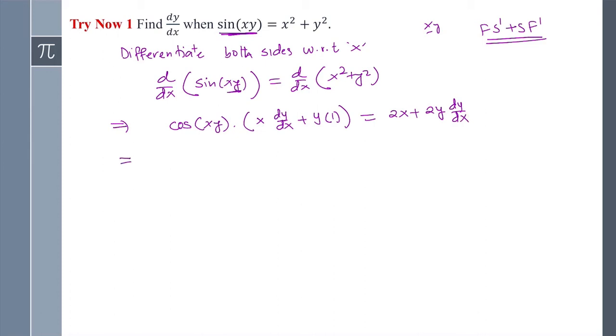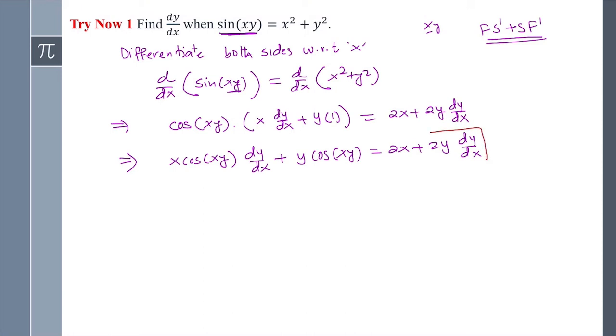Okay, now we need to solve this equation. We have to solve for dy over dx. So let's distribute this and see what we get. So we have cosine of xy times x times dy over dx, plus y times cosine of xy equals 2x plus 2y dy over dx. Now remember, our goal is to solve for dy over dx. So we have dy over dx in this term right here, and then we have dy over dx right here.